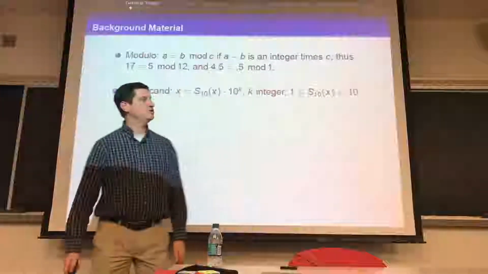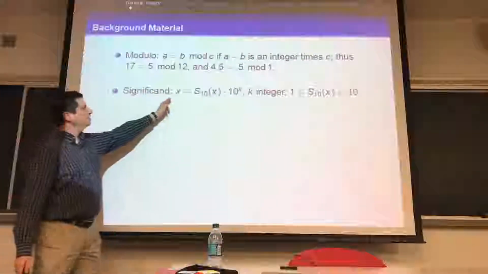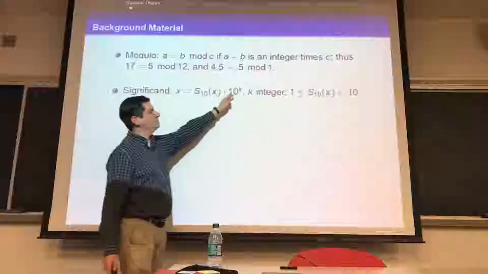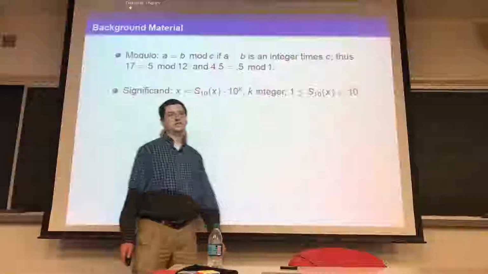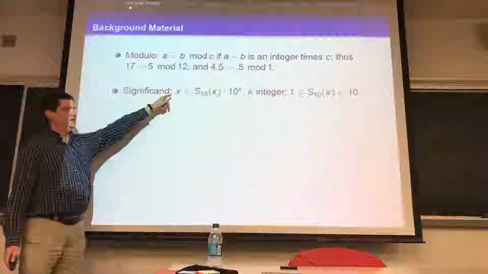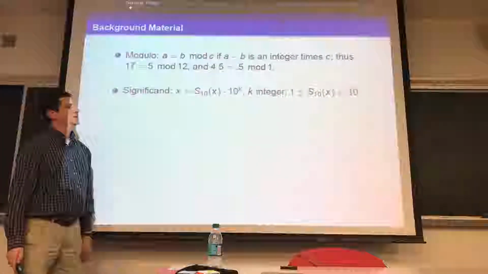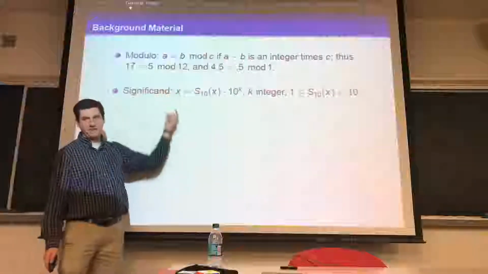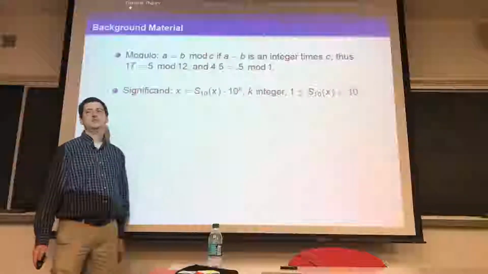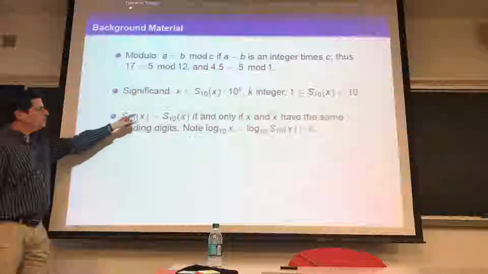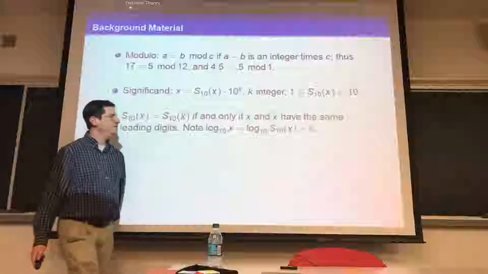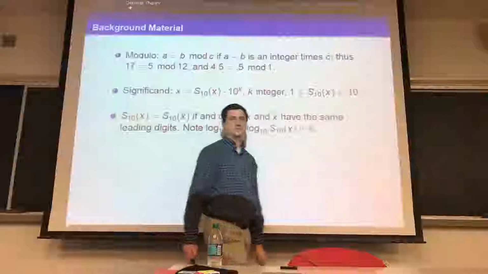The next is notation. So if we have a number, we can write a number x as a significand times 10 to a power. We'll assume x is a positive number here. If it was a complex number, you would have a phase, and then you would be writing the absolute value like this. And two numbers have the same significand if and only if they have the same leading digits.